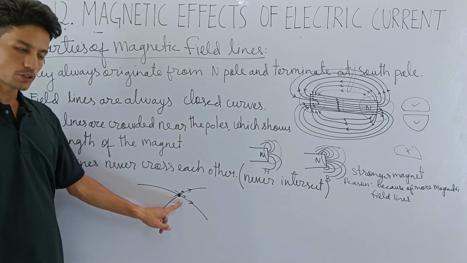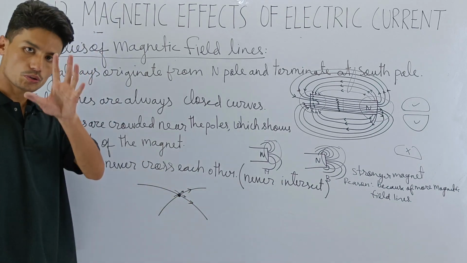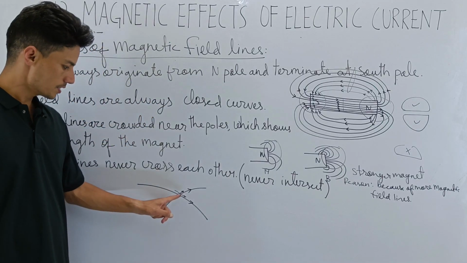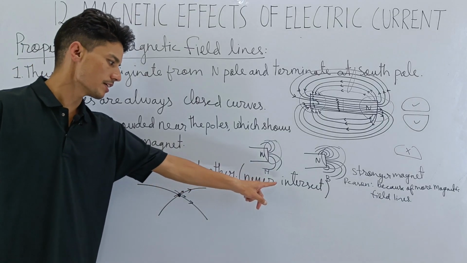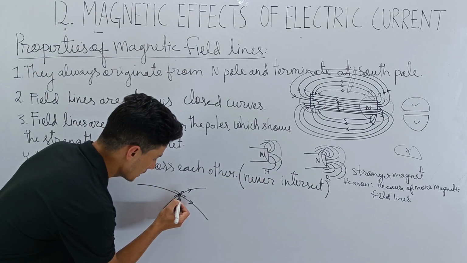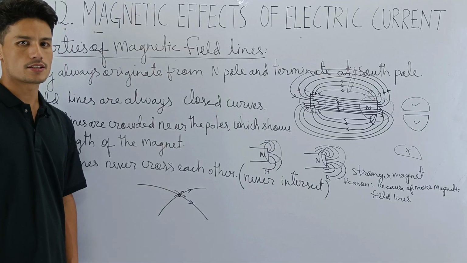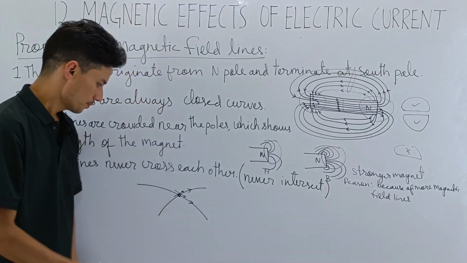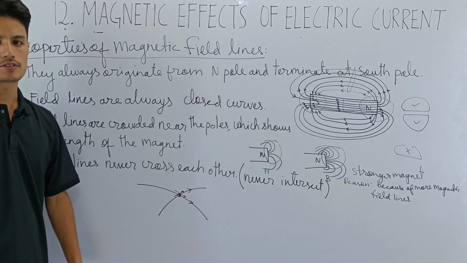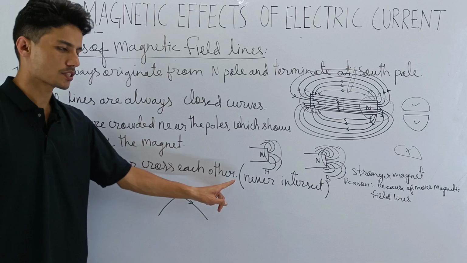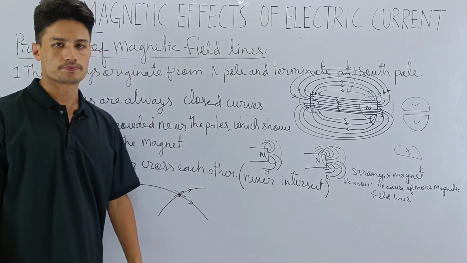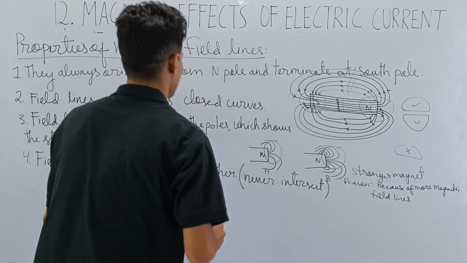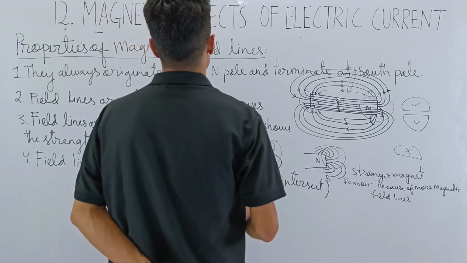Since this is impossible, two magnetic field lines can never intersect, because if they intersect, then this will arise, and this is impossible. So if two magnetic field lines intersect each other, then at the point of intersection, this case will arise. Just like I myself cannot go to two places at one time, this point cannot have two directions. Because of this reason, field lines never cross each other, field lines never intersect. If you want to write the reason, I'll give you the reason. Two directions of magnetic field cannot exist simultaneously.